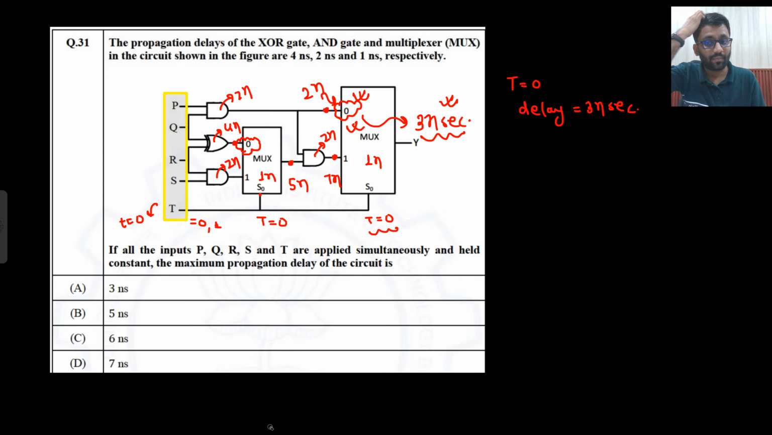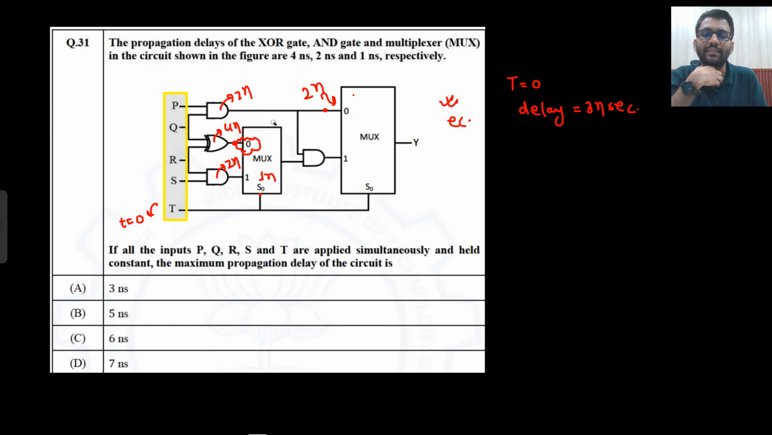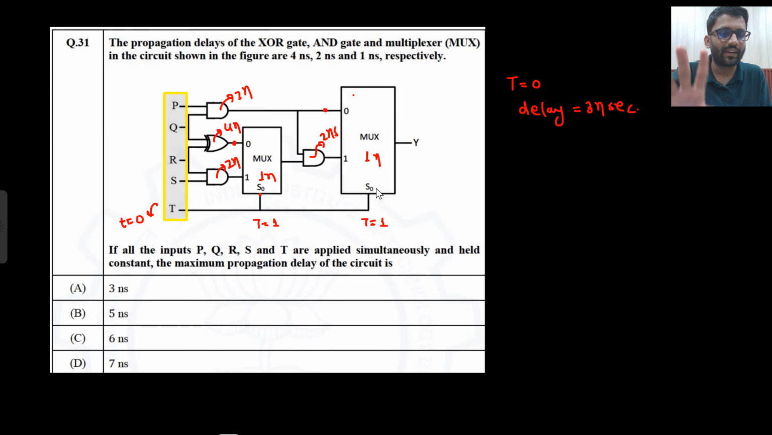No, wait a second, because you did not take the condition of t equals 1. Let's take the condition of t equals 1 now. This was 1 nanosecond and this was 2 nanosecond. So if t is equal to 1, I will always look at the final MUX. So it has to wait for this input to come. Now after how much time will this input come? Here t is equal to 1, right? So it will look at this.